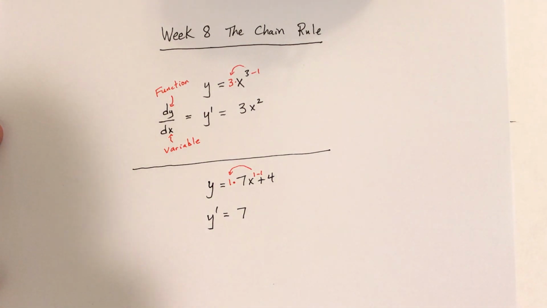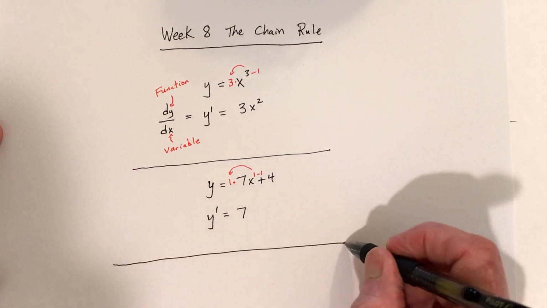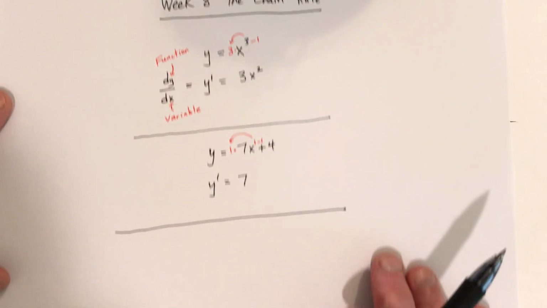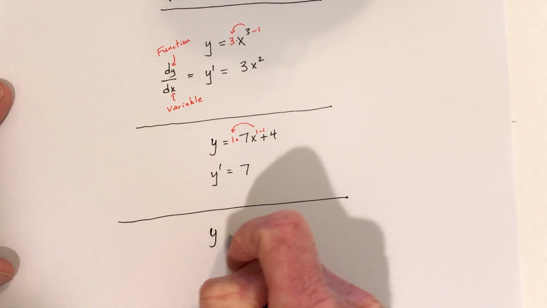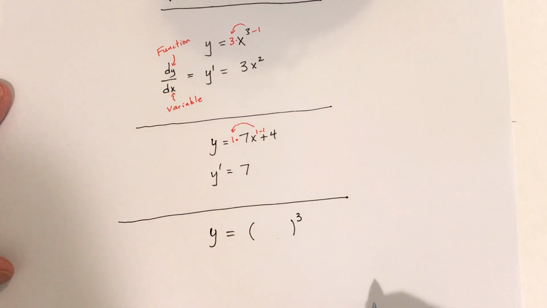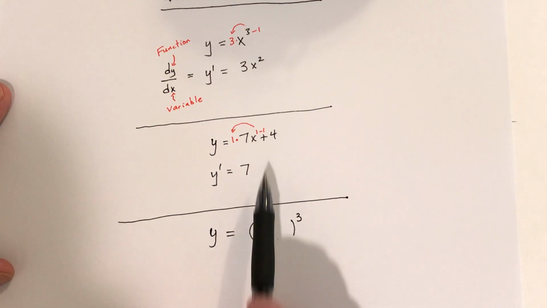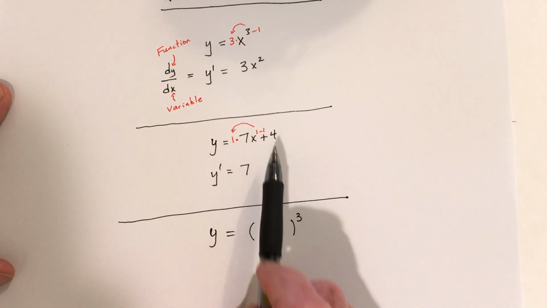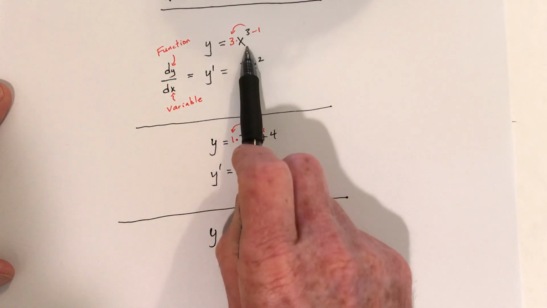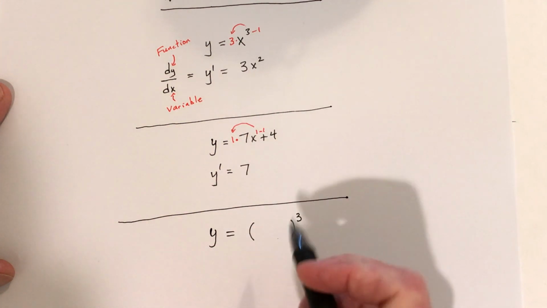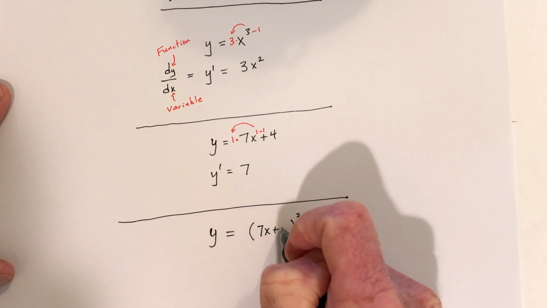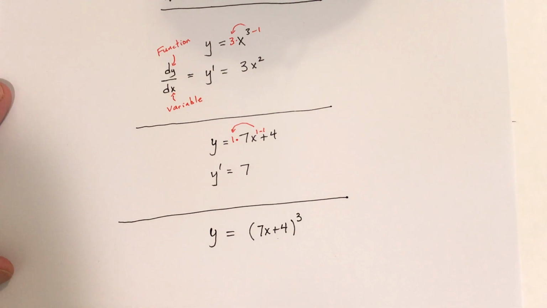All right, now we're going to do the chain rule. So basically, what if you put these two examples together? My function is going to be just like the first one. It's going to be the cubed function, except I'm now going to take this function, 7x plus 4, and put it in the parentheses. So I'm substituting this function into this function. So we've got y equals (7x plus 4) cubed.